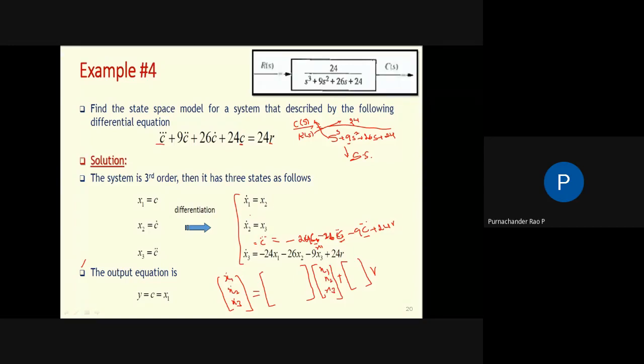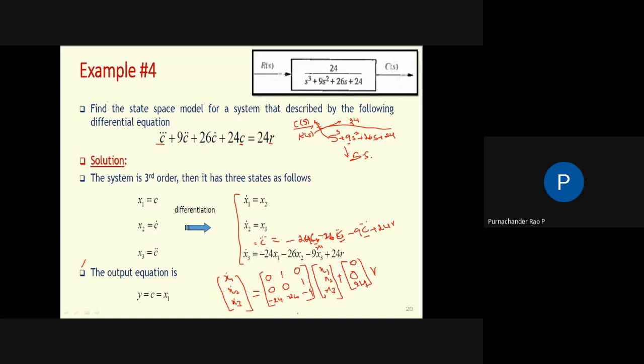So x1 dash is equal to x2 only, and therefore the x1 term will be 0, the x2 term is 1, and the x3 term is 0, where the input signal is 0. Then x2 dash, and again this is 0, 0, 1, because x2 dash is equal to x3. Again, the input is not there, so it will be 0. And then x3 dash is equal to minus 24, minus 26, and minus 9. And the last one, the input signal, this will be 24.